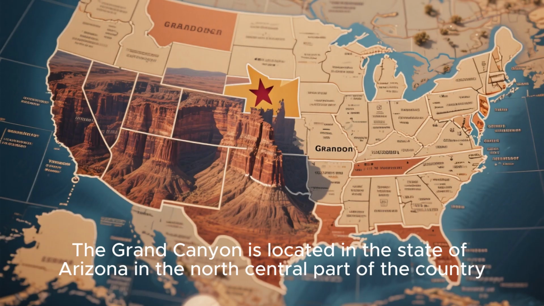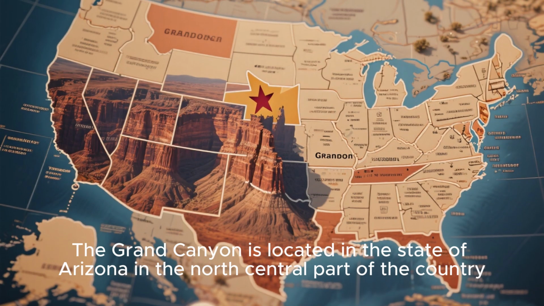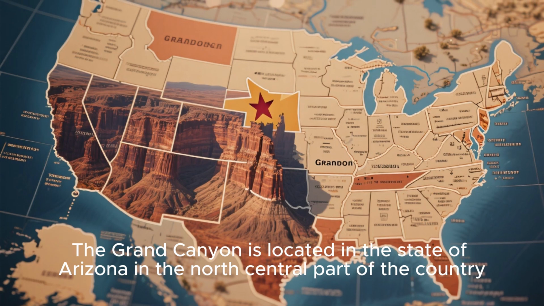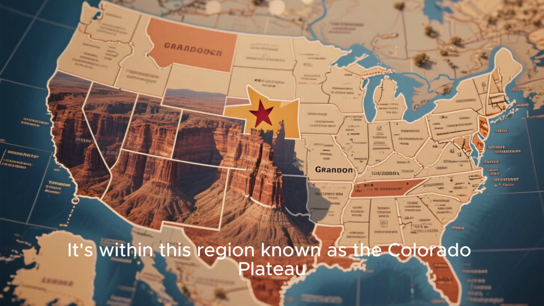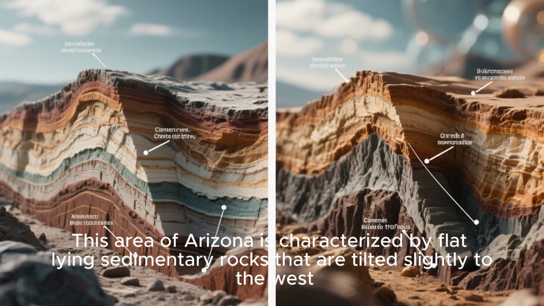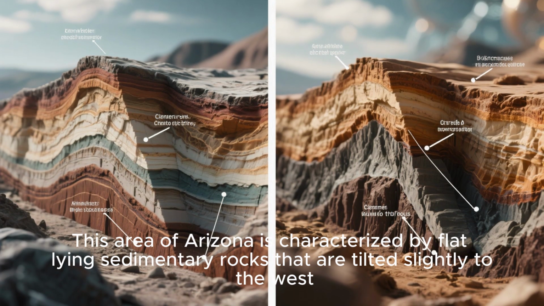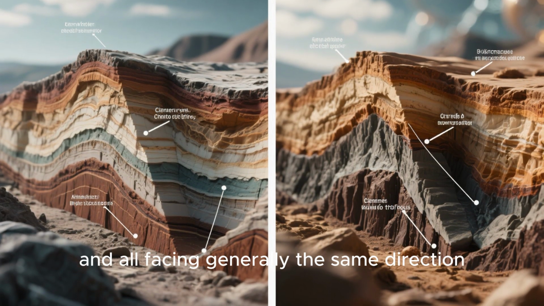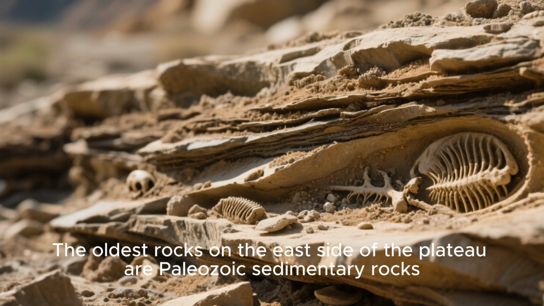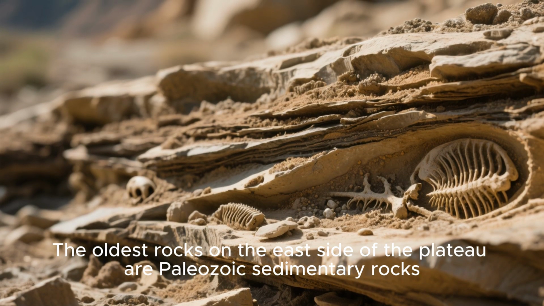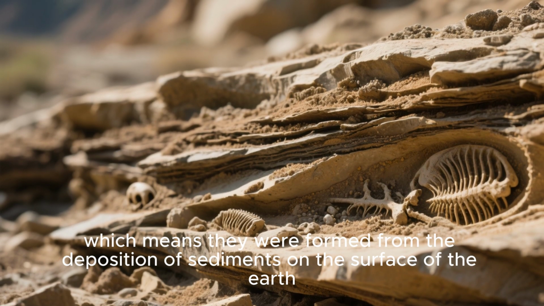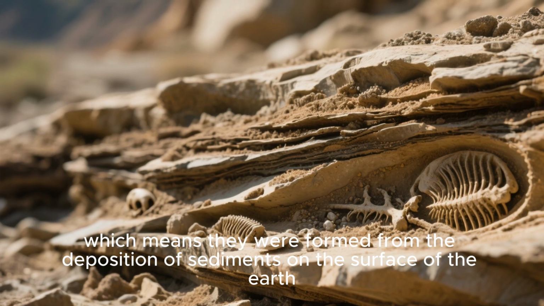The Grand Canyon is located in the state of Arizona in the north-central part of the country. It's within this region known as the Colorado Plateau. This area of Arizona is characterized by flat-lying sedimentary rocks that are tilted slightly to the west and all facing generally the same direction. The oldest rocks on the east side of the plateau are Paleozoic sedimentary rocks, which means they were formed from the deposition of sediments on the surface of the Earth.